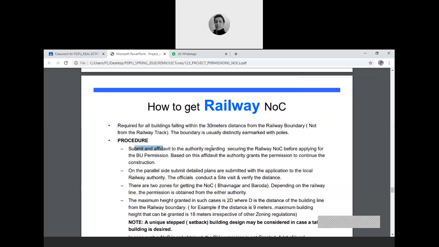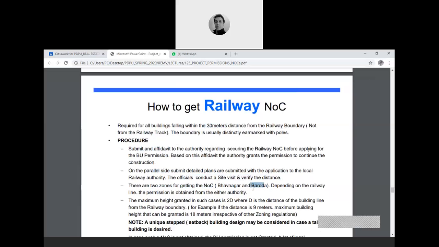Again, you have to submit an affidavit to the authority regarding NOC. This is before applying for the BU permission. In parallel, you need to submit all the detailed plans, and the officials will do a site visit to verify the distance. Now, in case of Gujarat, there are two zones for getting NOC. One is Bhavnagar and one is Baroda. So, depending on the railway line, the permission is obtained from either authority.